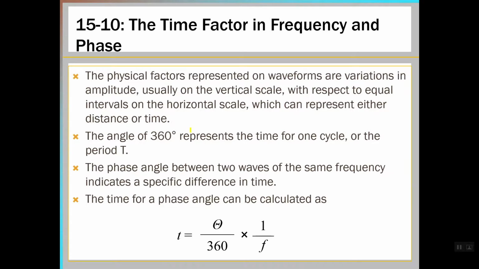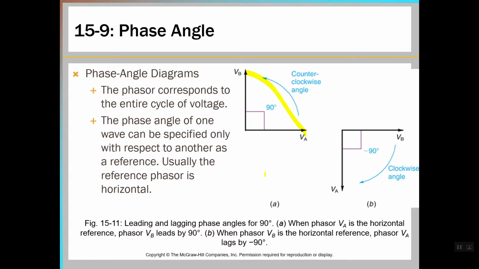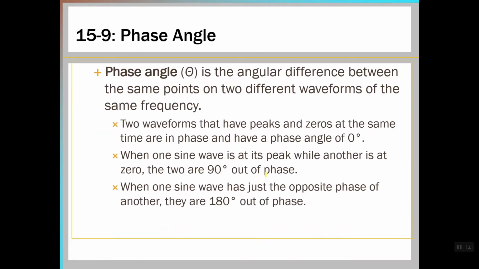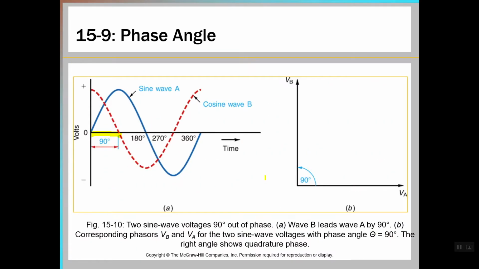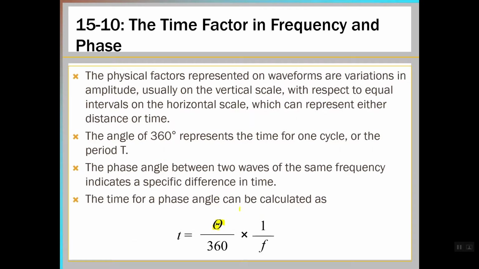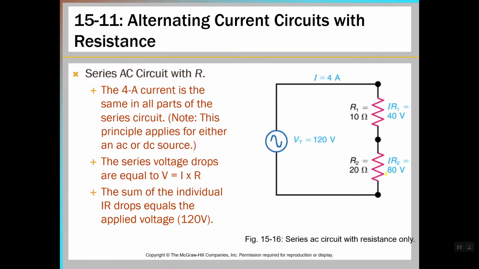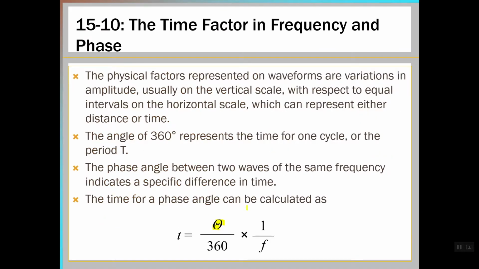Now, we've talked about time factor and frequency and phase. Theta is your angle. That's what they're using. Yeah, phase angle divided by 360 is 1 over F. I won't test you on this, but that's another useless fact you need to have in your mind.